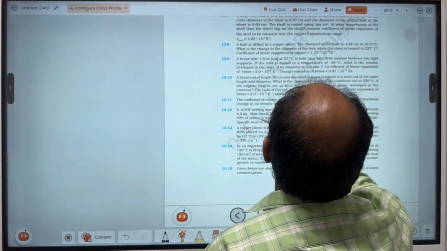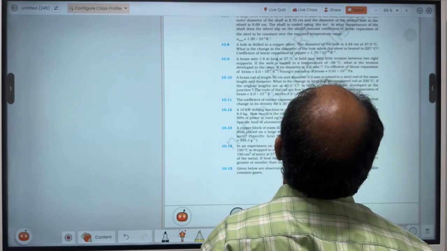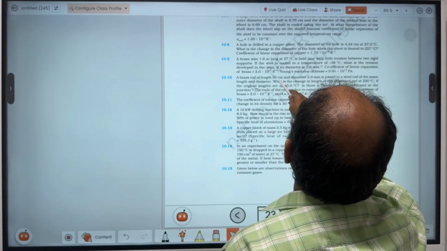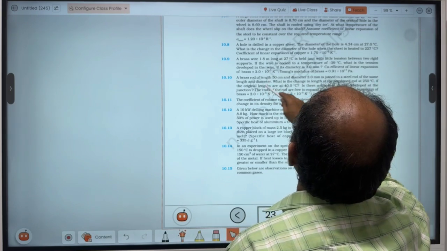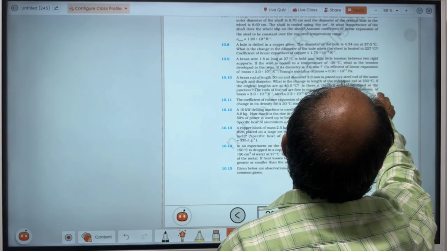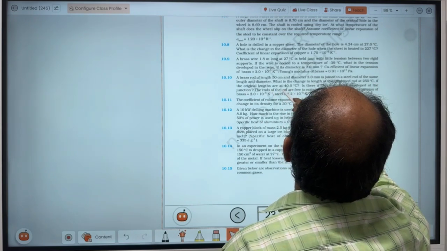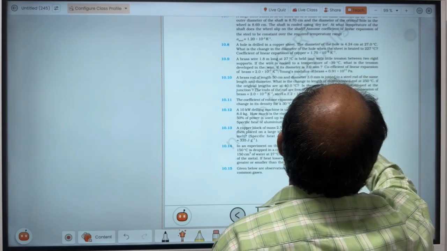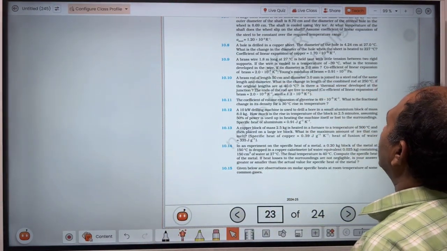Next question says: a brass rod of length 50 centimeter, diameter 3 mm is joined to a steel rod of the same length and diameter. What is the change in length of the combined rod at 250 degrees centigrade if the original lengths are put at 40 degrees centigrade, right? So here the temperature difference will be 250 degree minus 40 degree.